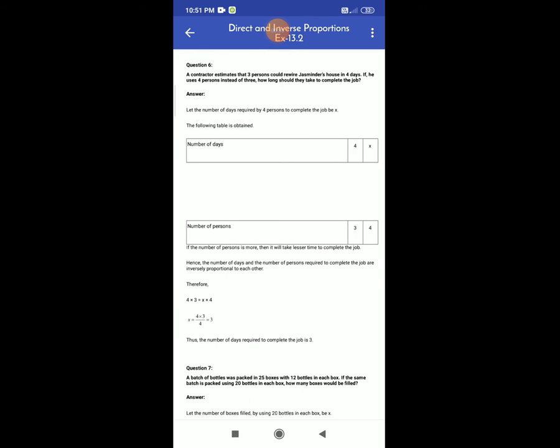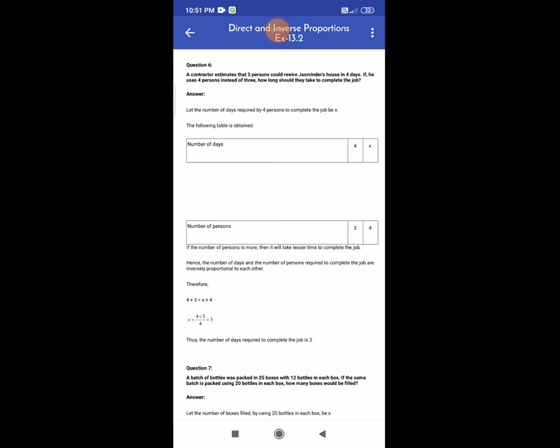A contractor estimates that 3 persons could rewire Jasminder's house in 4 days. If he used 4 persons instead of 3, how long should they take to complete the job? Let the number of days required by 4 persons to complete the job be x, and the following table is obtained.